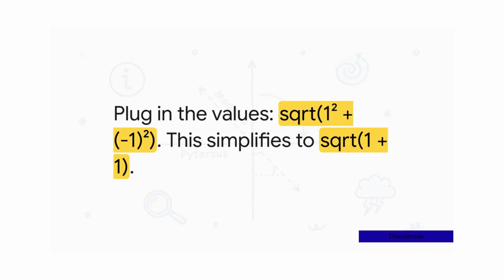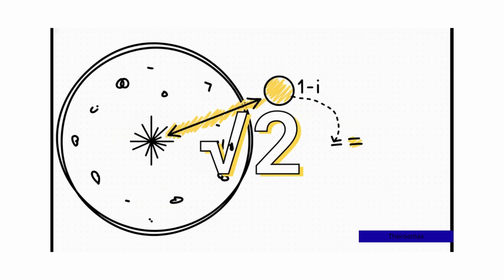Now just remember, when you square that -1, it becomes positive 1. So our calculation gets super simple. It's just the square root of 1 plus 1. And there's our answer. The exact distance, the modulus of 1 - i, is the square root of 2. That is exactly how far our number lives from the very center of the universe of numbers.